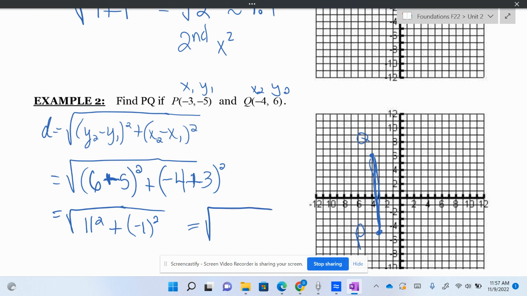What do we get in our calculator? 11 squared plus parenthesis -1, close my parenthesis squared. 122. Good job. So what is the square root of 122 about? It's about what? Yeah, it's about 11.0. I think it's 11.04, isn't it? Something like that. Okay. How are we feeling about this?